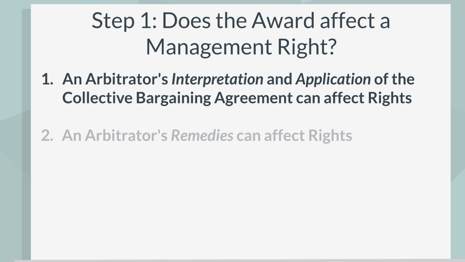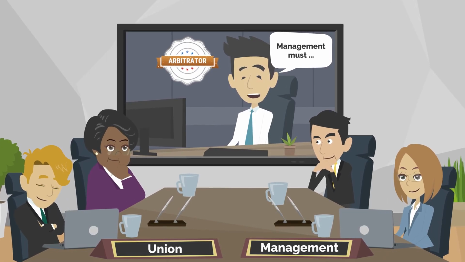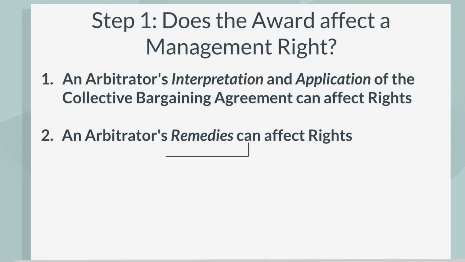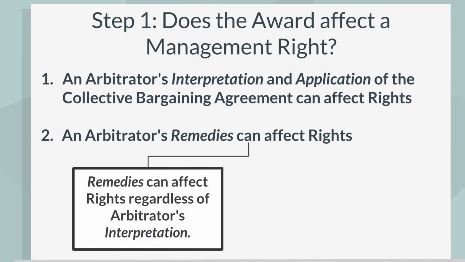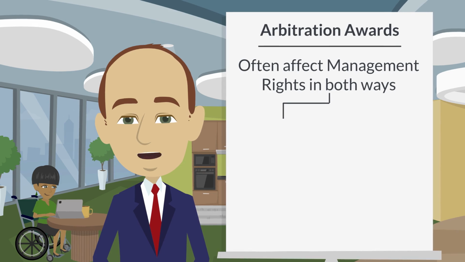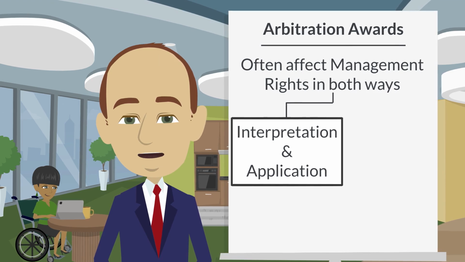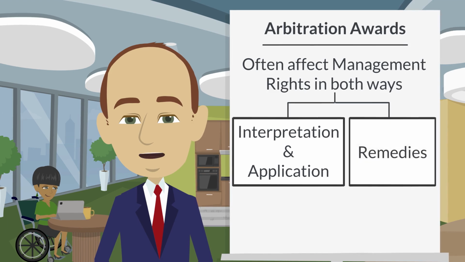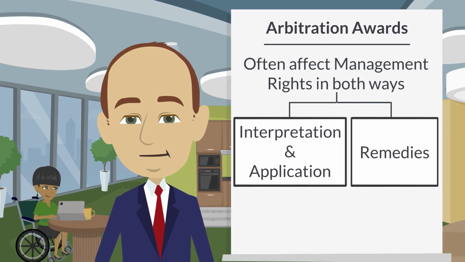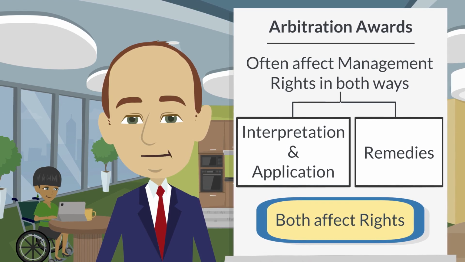An arbitrator's remedies can also affect management rights. For example, let's say an arbitrator directs management to either rescind or impose discipline on an employee. These remedies would affect management's right to discipline regardless of what the arbitrator said the agreement requires. Arbitration awards often affect management rights in both ways. Let's say an arbitrator interprets your agreement to prohibit management from disciplining an employee and, as a remedy, directs management to rescind that employee's discipline. In this case, both the interpretation and application of the agreement and the remedy would affect management rights.